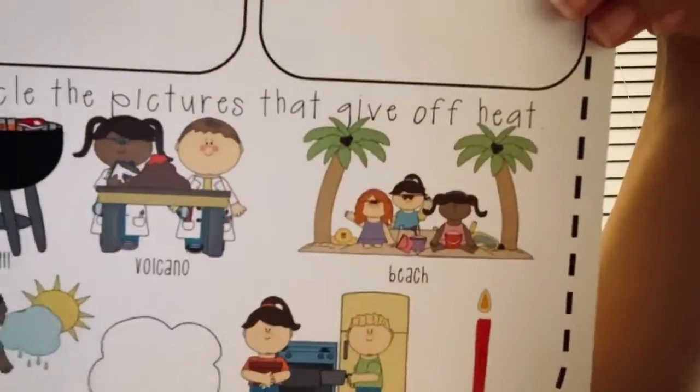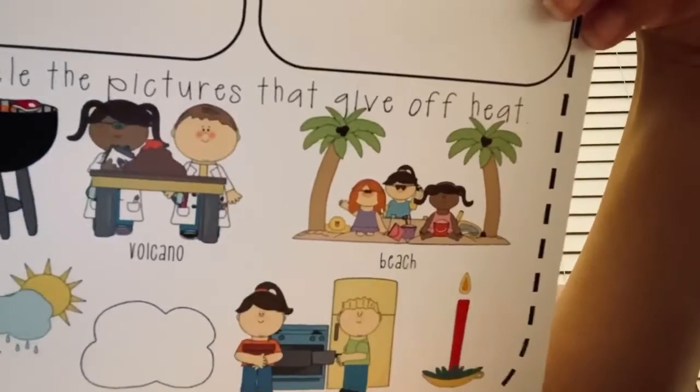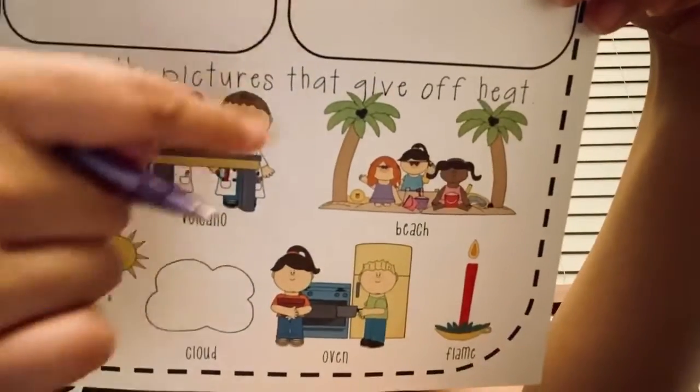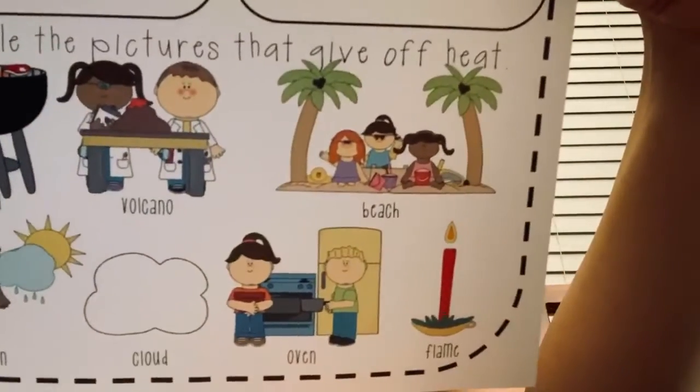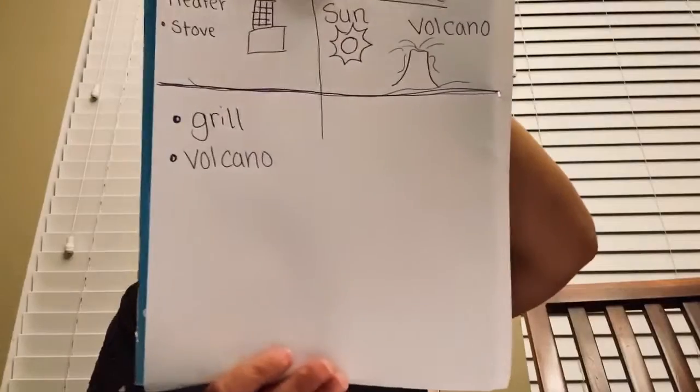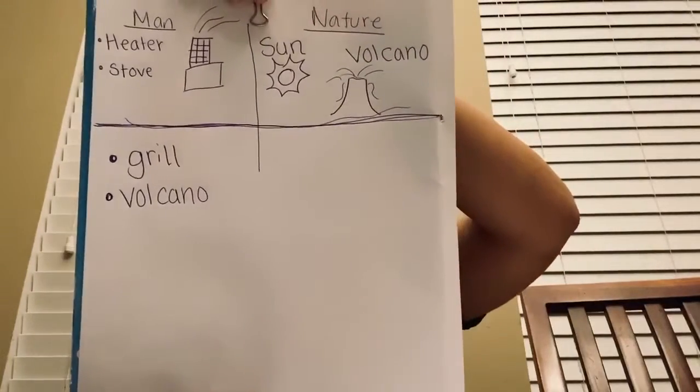All right, and the next picture is a picture of a small volcano. Now, we already talked about this one, so am I gonna circle the volcano? Yes, I'm gonna circle the volcano because the volcano gives a lot of heat that we don't wanna touch. But again, if you don't have the paper, go ahead and write the word volcano on the bottom part of your blank piece of paper.